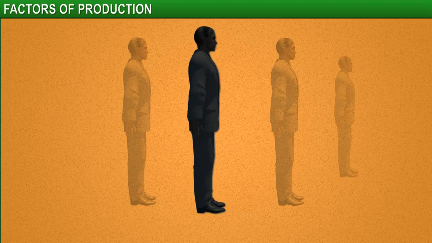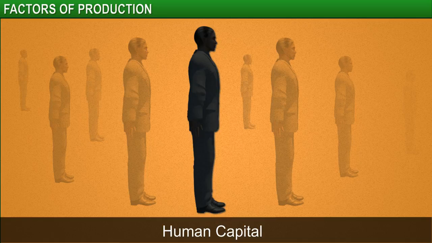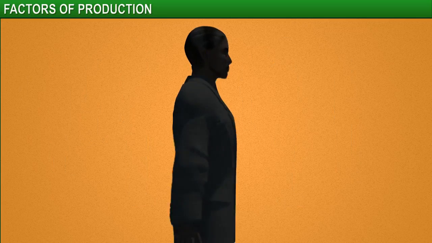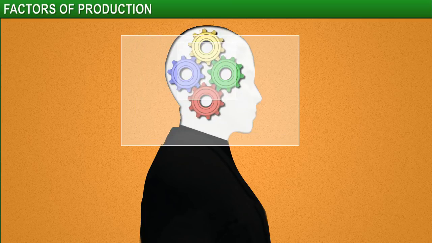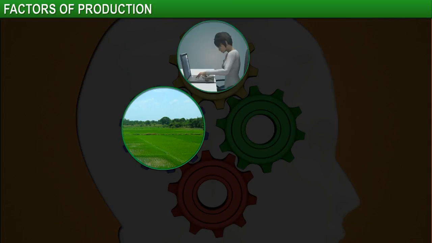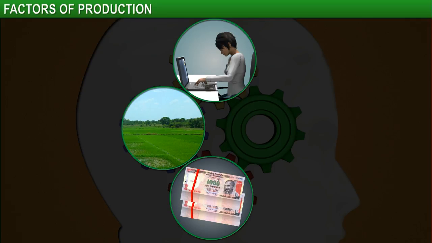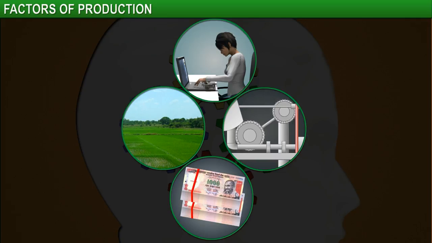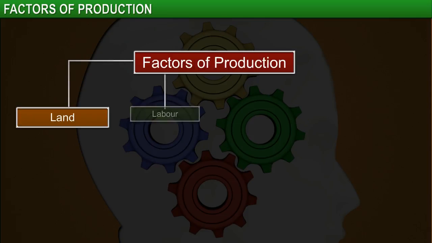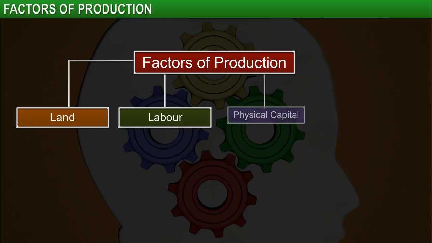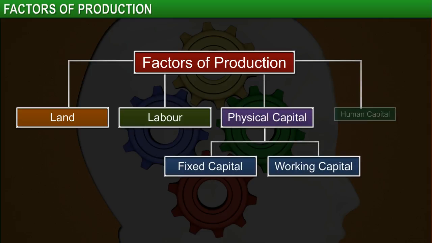The fourth requirement of production is human capital. Human capital is the knowledge and effort that is put in to arrange for the other factors like land, labor, and physical capital to start the production of goods or services. Thus, land, labor, physical capital, and human capital are the four requirements or factors of a production activity.